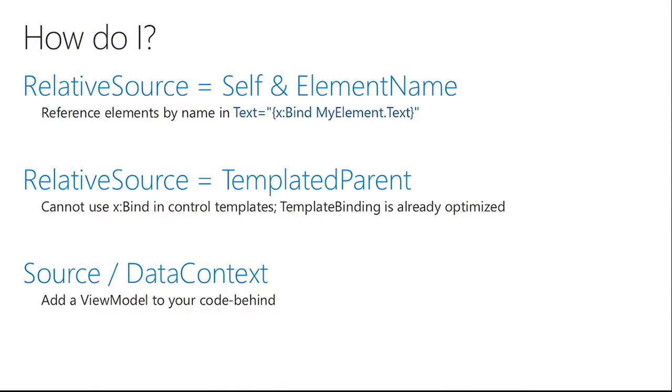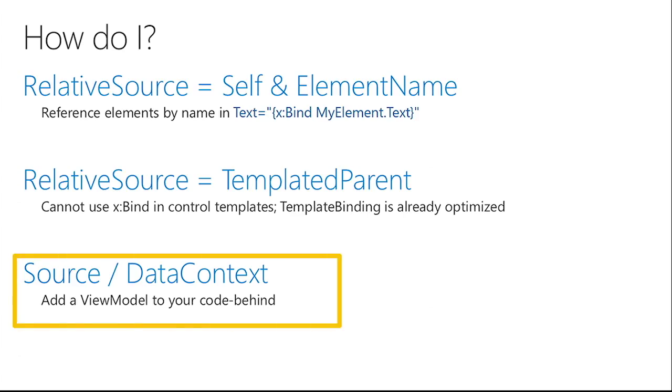Now, if you want to actually go to an element name, I already talked about this. Another element on the page is just a first-class property of the page anyway, so you just xbind to it. You cannot use xbind in control templates, but template binding is already pretty optimized in there anyway. And the last one, this thing about the source and data context, how you marry them. Well, I already showed you in that demo. You can just add a view model class to your code behind and use that pattern. So that all works pretty well.